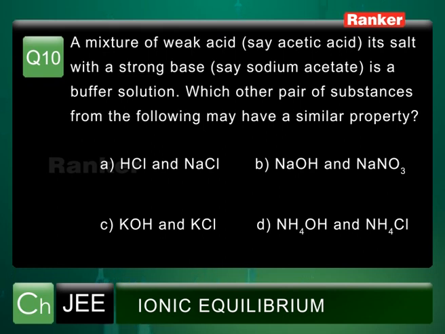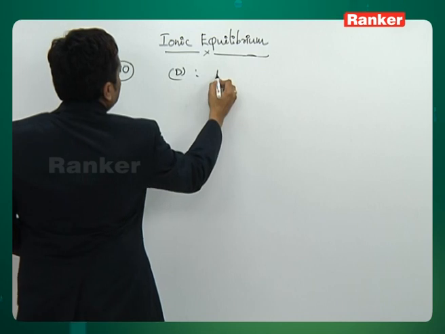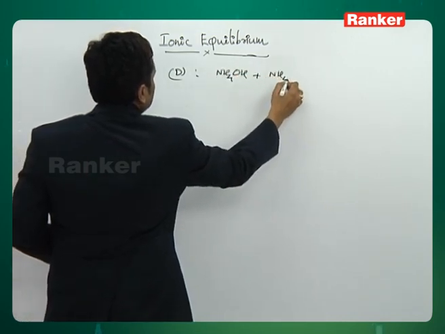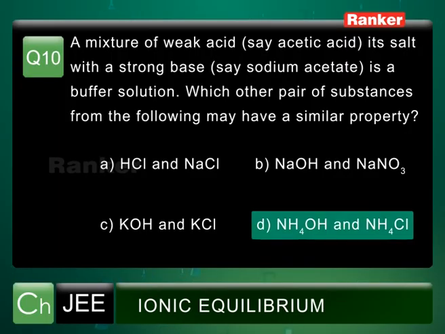We have NaOH and NaNO3, not at all possible because NaOH is a strong base. Now we have KOH and KCl, once again not possible. The last option, option D, seems to be a little reasonable because we have the combination of the weak base, that is NH4OH, and its salt with a strong acid, that is HCl, giving rise to the salt. So therefore the correct answer for this question is option D.